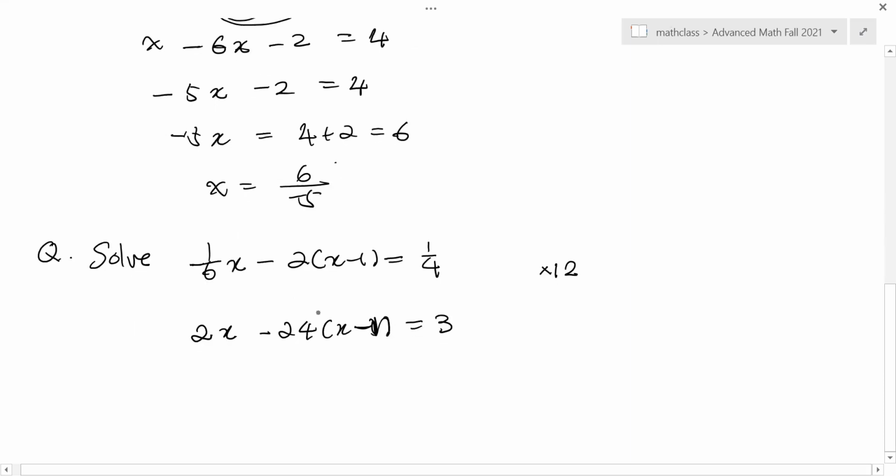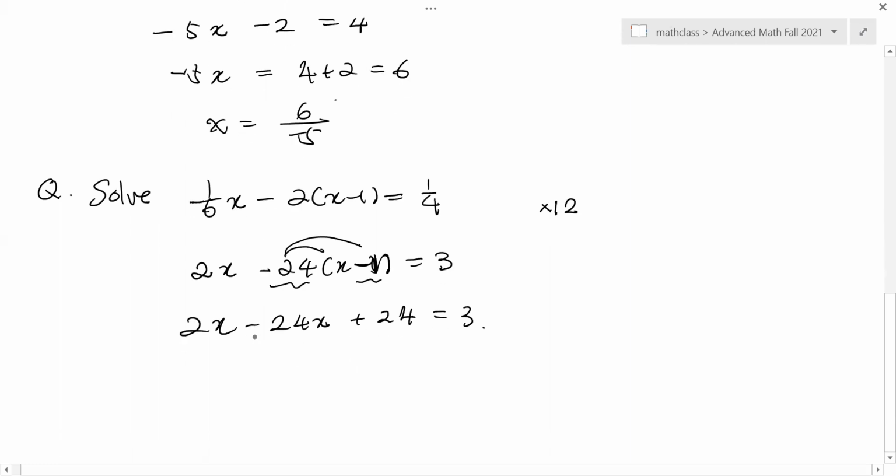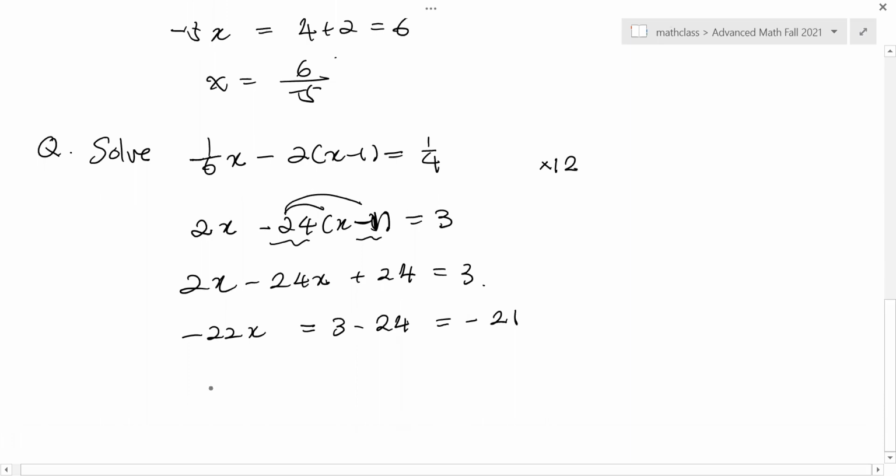Then you get rid of the parentheses. So negative 24 times x is negative 24x. But negative 24 times negative 1 becomes positive 24. Then you get 2 minus 24 is negative 22x. I can also move 24 to the right-hand side, which is going to be negative 21. Then you divide both sides by negative 22. After simplifying, you get 21/22.